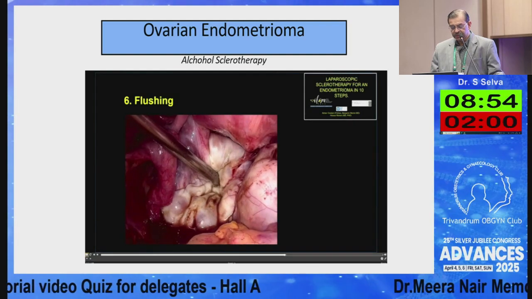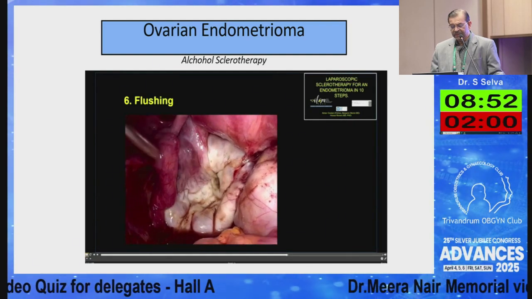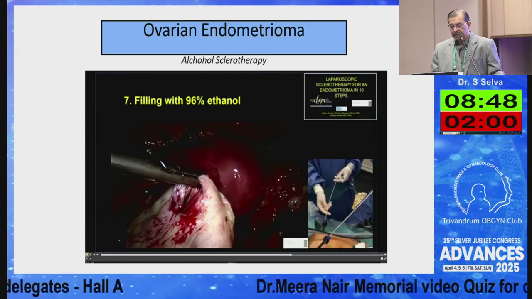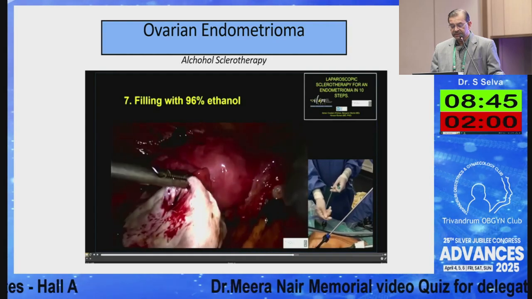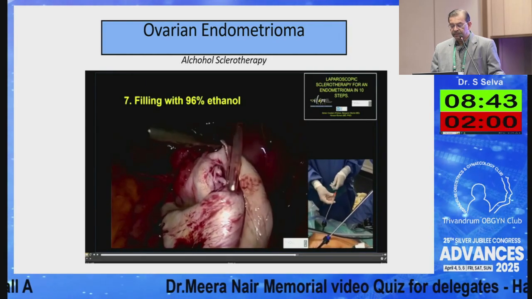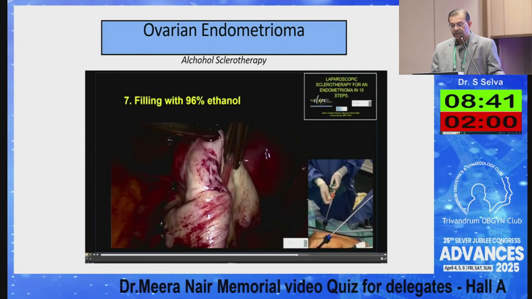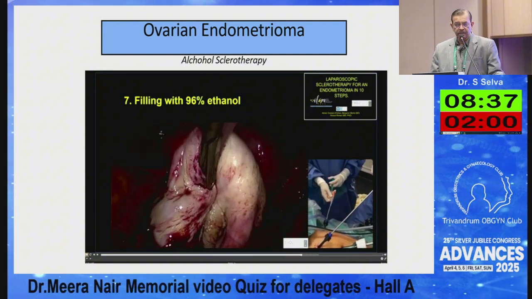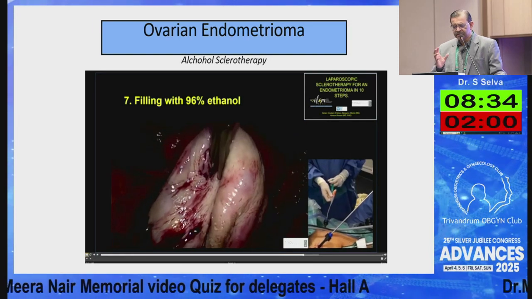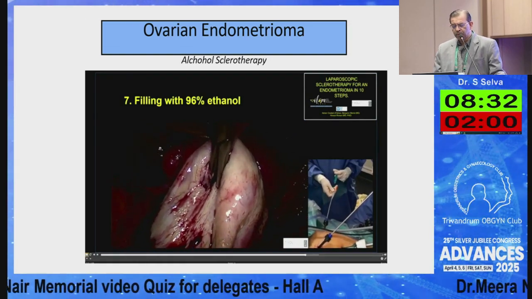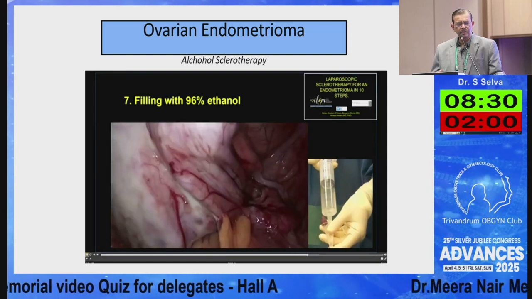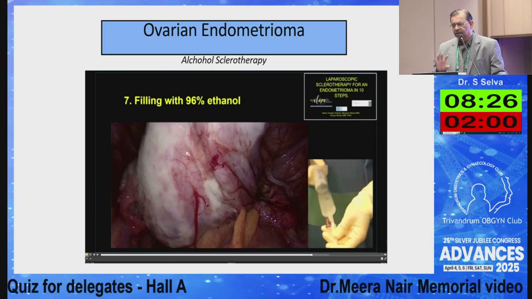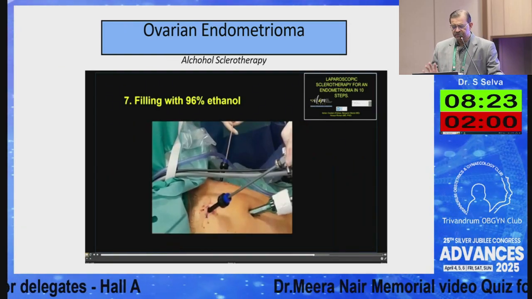He's flushing the cyst thoroughly, because we can't see inside, as it's just a small hole. Then a catheter is placed into the cyst, and you inflate a balloon so that it doesn't spill, to occlude the incision, and then inject alcohol. How much alcohol you inject depends on the size and volume of the cyst. You want to get to about 80% of its volume, and after putting the alcohol in, leave it there for 10 to 15 minutes.